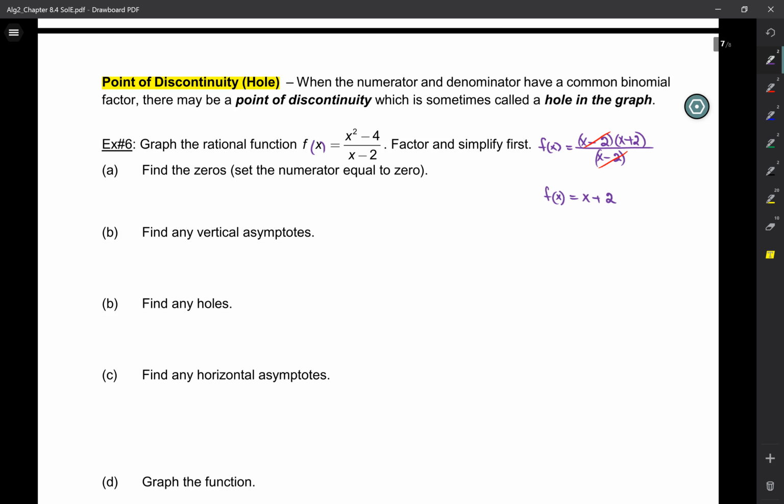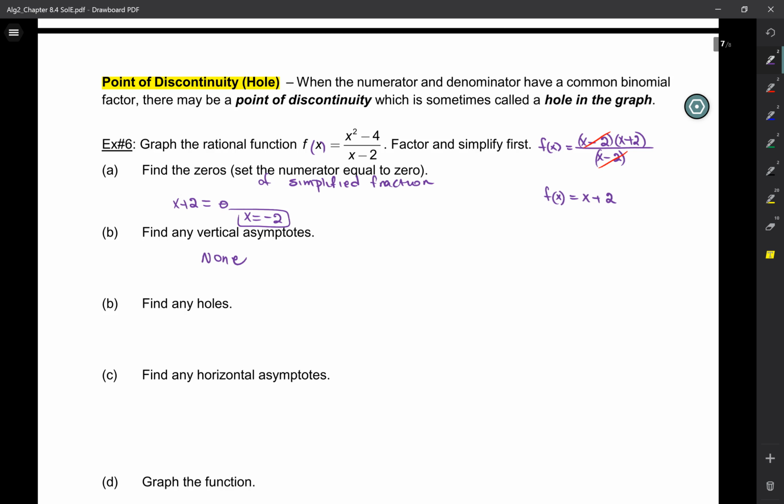Now it says to find the zeros, and it says to set the numerator equal to 0. This is of the simplified fraction. So now all I have is x plus 2. Set it equal to 0. And how much is x? Negative 2 is my zero. Okay, vertical asymptotes. In the final simplified version, is there anything in the denominator? No. So there are no vertical asymptotes.